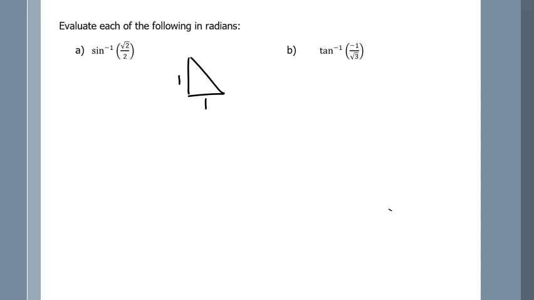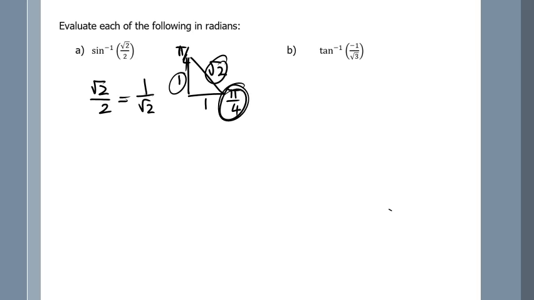a special triangle, 1, 1, root 2, pi on 4, and pi on 4. We know that root 2 on 2 is equal to 1 on root 2. So in this case, sine inverse, sine is opposite over hypotenuse, so that means my angle must be pi on 4. So sine inverse of root 2 on 2 is equal to pi on 4.